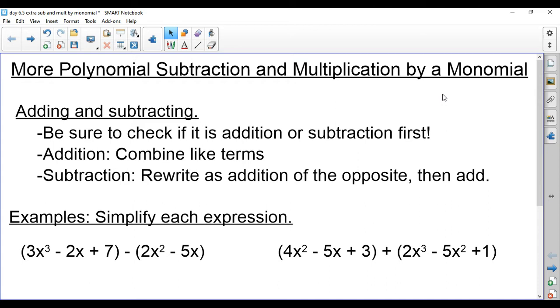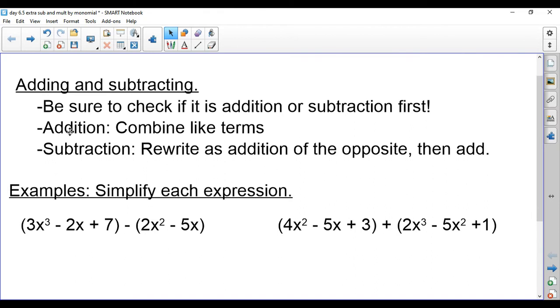So I want you to make sure that you look at these examples, that you check the homework that we returned to you from last week, and look at the comments that were made, and that you give this a good try today. When we're adding and subtracting polynomials, we need to first check and see if it is addition or subtraction. This seems obvious, but when these problems are mixed together, you want to make sure you first know what operation you're doing. When it is addition, we combine like terms.